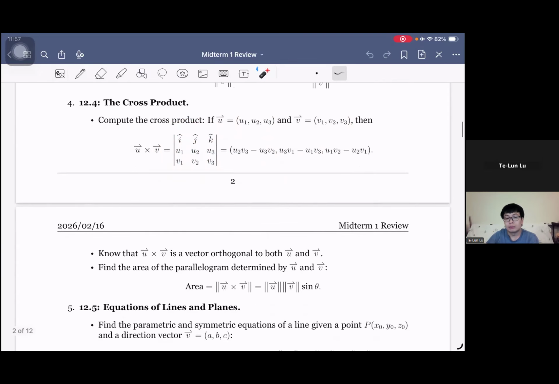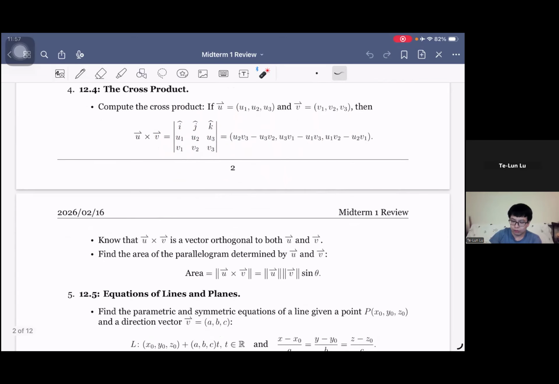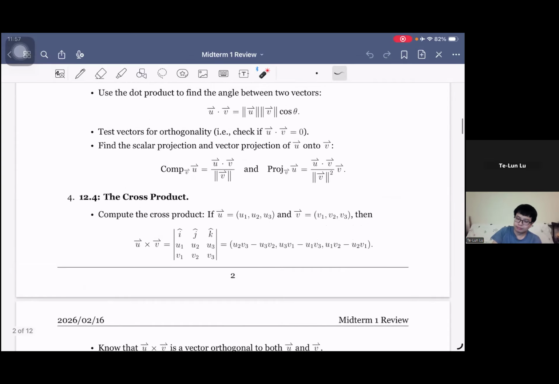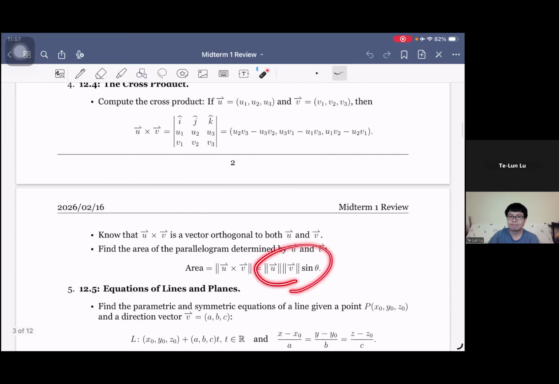The geometric meaning of the cross product is basically a vector that is orthogonal to both u and v, where its direction is determined by the right-hand rule. If this is u, and we curl along v, then the thumb will be the direction of u cross v. We also know that the magnitude of u cross v is the magnitude of u times the magnitude of v times sine theta, where theta is again the angle between u and v. So this is a nice duality between the dot product and the cross product.